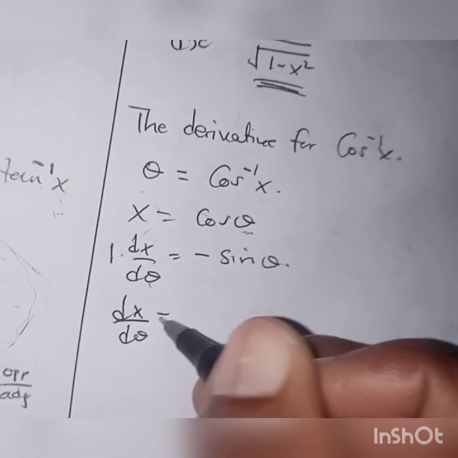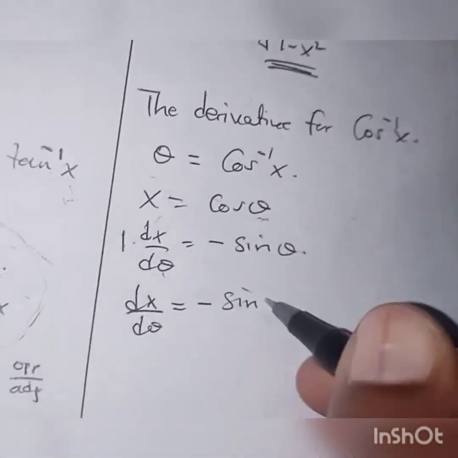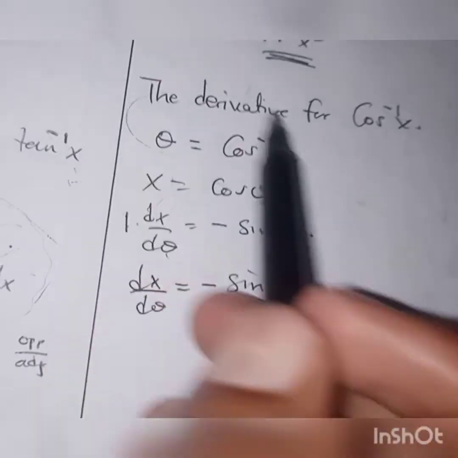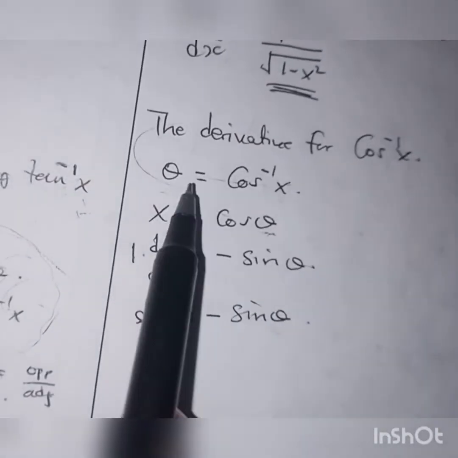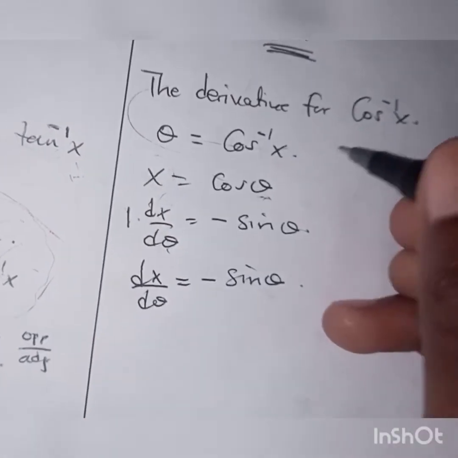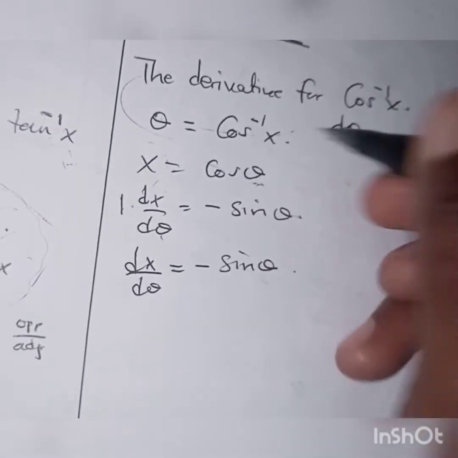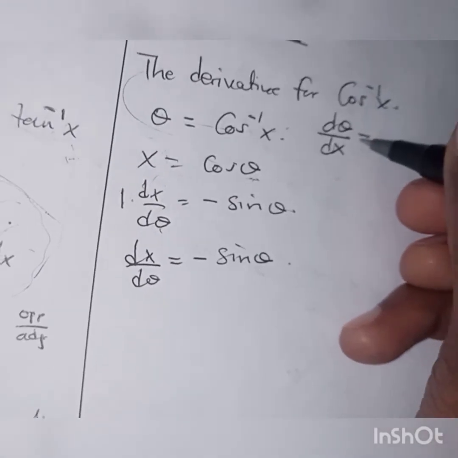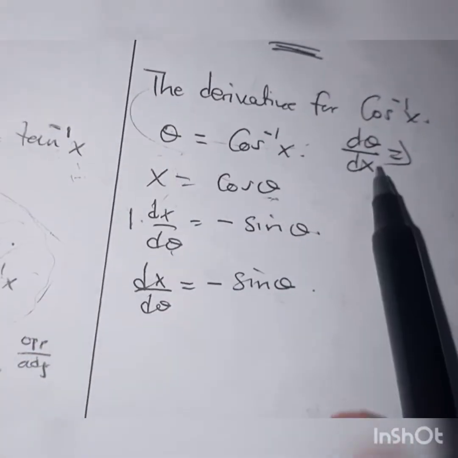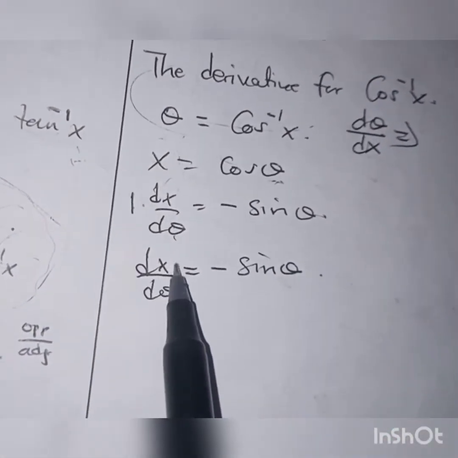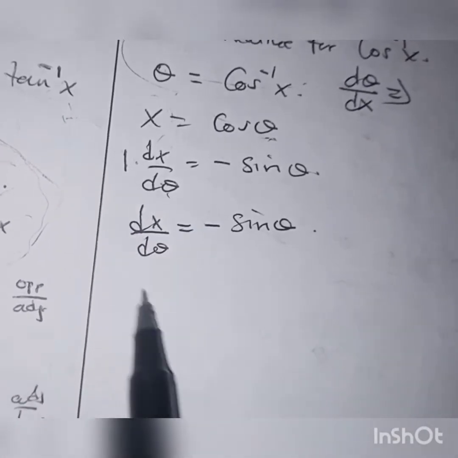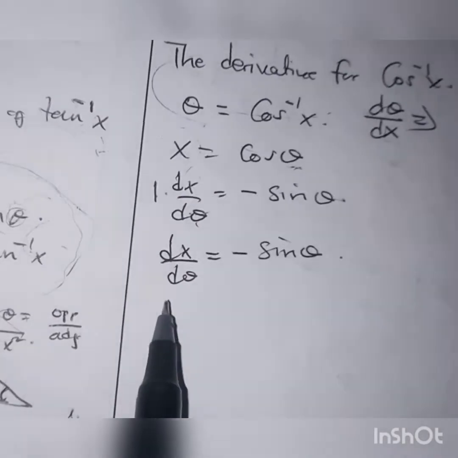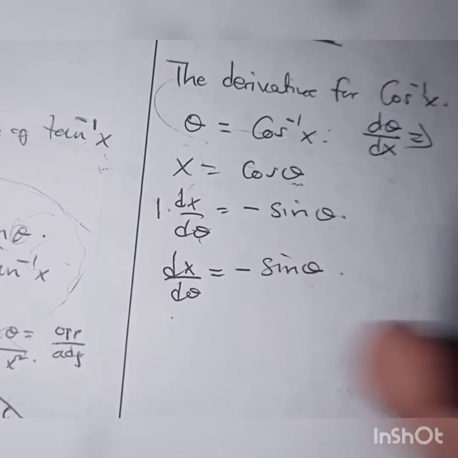So dx/d theta equals negative sine theta, but looking at our original function, we were supposed to differentiate in terms of x, which is d theta over dx. So the derivative of this function should be in terms of d theta over dx. But look at our function. The derivative of our new function is dx/d theta, but we are interested in d theta/dx.